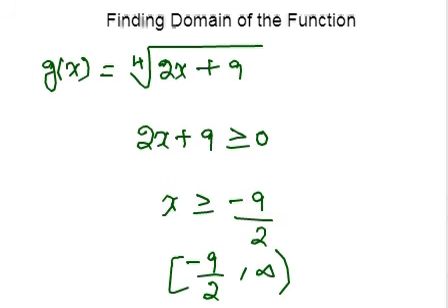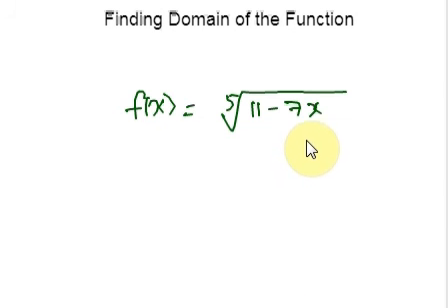Here is the next example. How to find the domain of the function? Do you have any idea? By looking at the index itself, you can clearly say. Determine the index of the radical. In this example, the index is odd. So the domain is all the real numbers. You need not set the expression inside the radical greater than or equal to 0 and solve for x. You can directly say that all the real numbers are the domain.